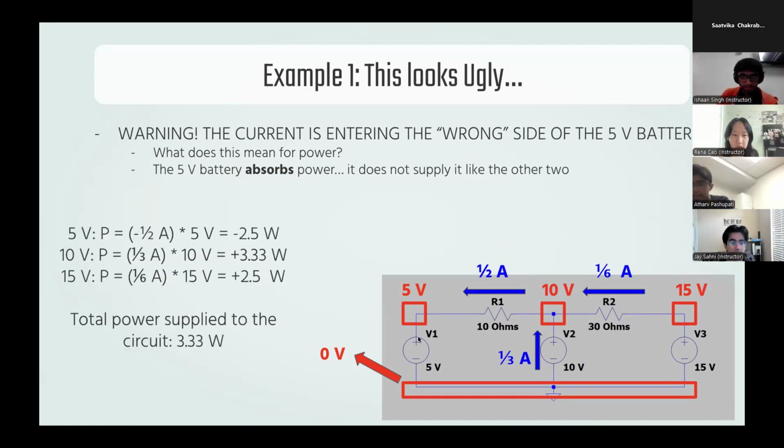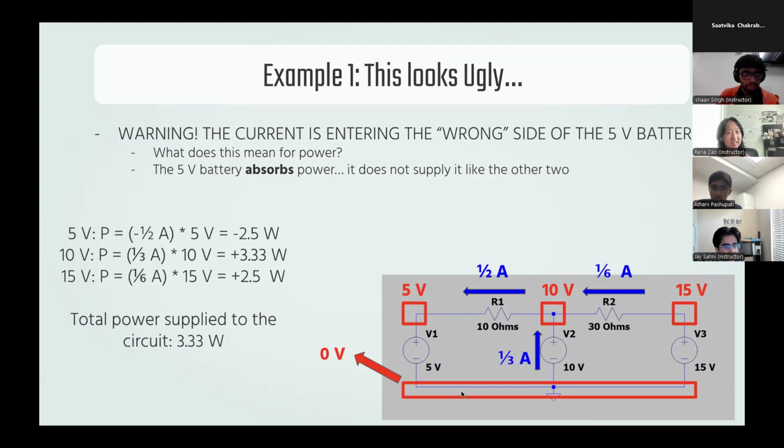So then we just calculate it at each of the nodes, right? Savika? Yeah. Why does the 5-volt battery absorb the power? Because the current's going in through the positive side and out the negative side, which is opposite of what the right way would be.